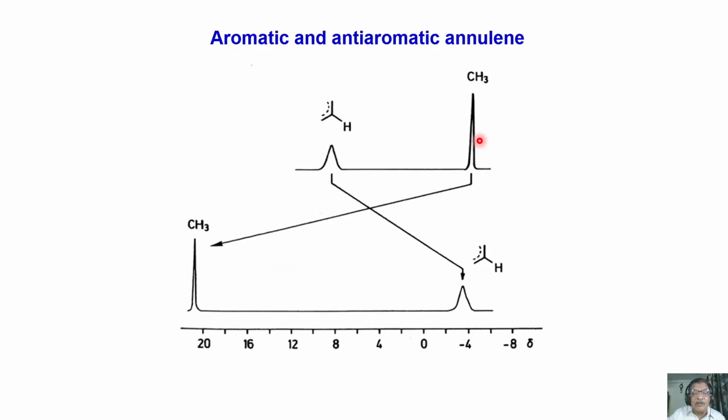Another very beautiful comparison is aromatic and anti-aromatic annulene. In one case, for example, CH3 comes here and the aromatic protons come here. If you take the anti-aromatic, CH3 comes downfield, whereas the aromatic protons come high field. It gets completely reversed. Remember, the chemical shifts of aromatic and anti-aromatic protons get completely reversed like this. That's an important point you must remember. In the aromatic case, the ring protons always come downfield, and CH3 and other substituents come high field. Whereas in the anti-aromatic, the situation gets completely interchanged.